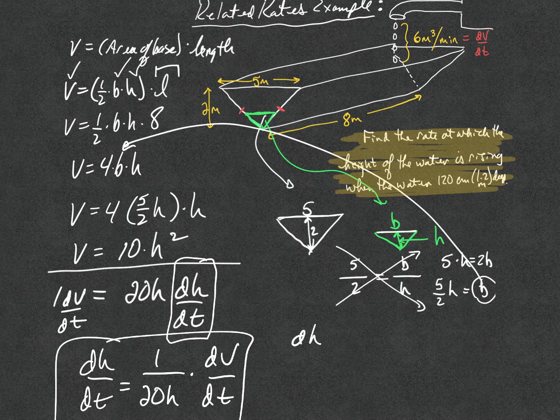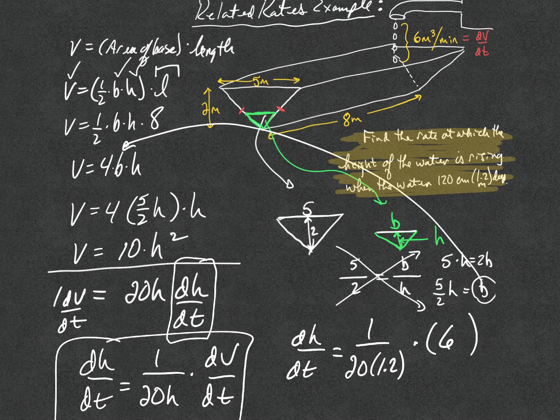And we can just simply find the rate at which the water is increasing by replacing h with 1.2. Remember we said find the rate at which the water is rising when the water is 120 centimeters or 1.2 meters deep. And dv dt is the rate at which we were pumping the water in. And you might have to go back up to your original notes. It's hard to see here. But the water was going in at a rate of 6 cubic meters per minute.